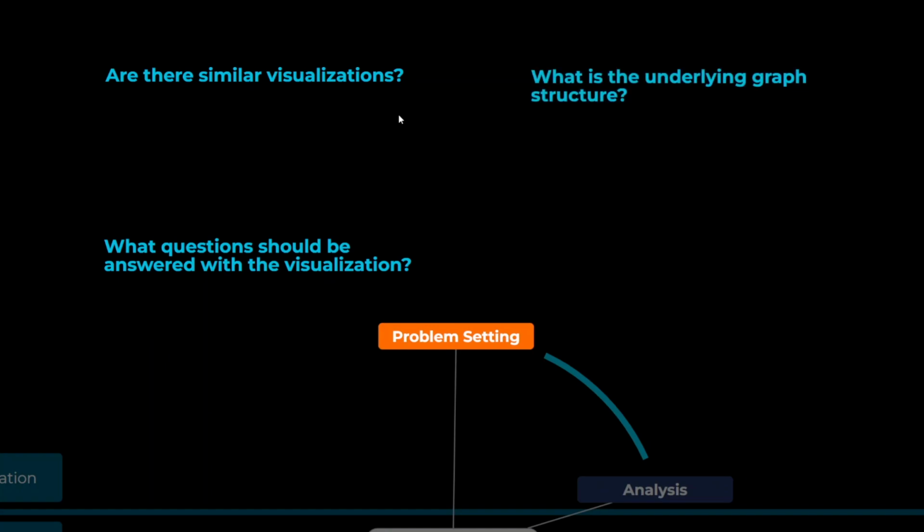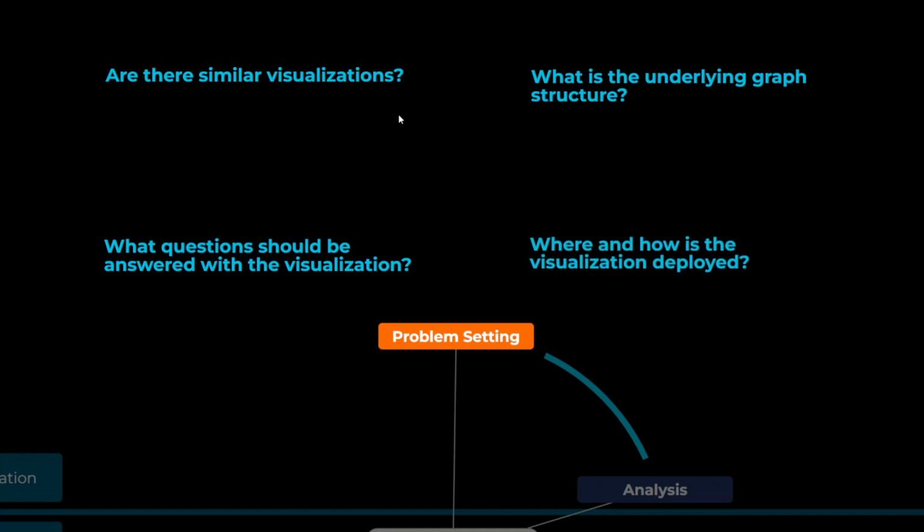The next question is, what is the underlying graph structure? And this is a really important question. In this episode of this series, I will basically focus on this question. So what are the nodes? What are the edges? What are the attributes of the nodes? And what are, for example, the labels of the nodes and the edges? This is a question that you should answer before you start creating your graph visualization.